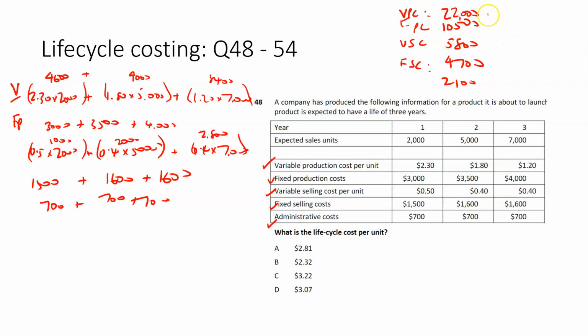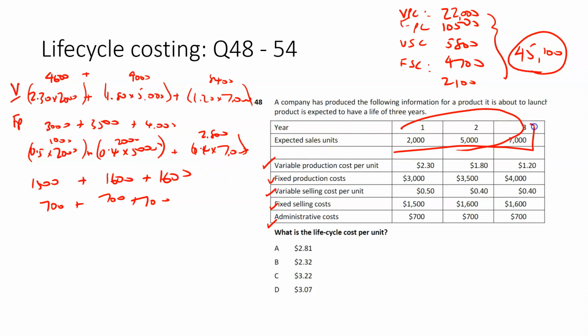So let's add all these people together. You should have a total cost of 22,000 plus 10,500 plus 5,800 plus 4,700 plus 2,100, which gives us a total of 45,100. So I asked myself, how many units am I making over here, the whole total thing here?